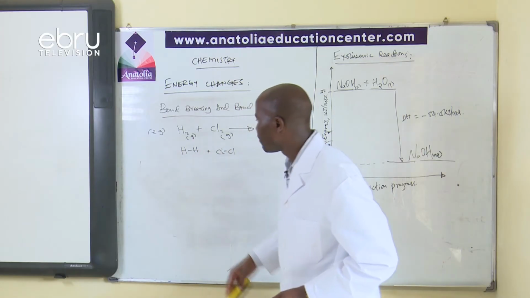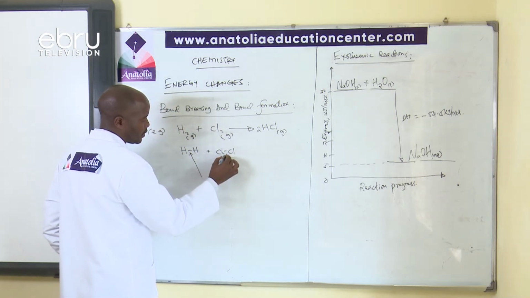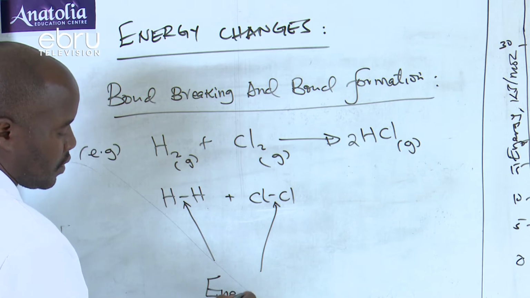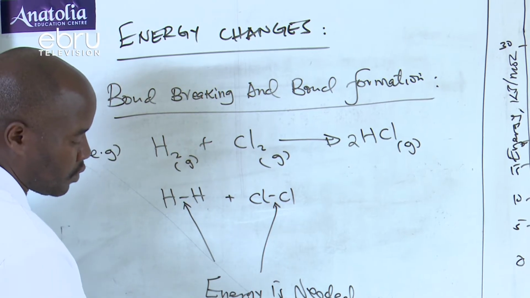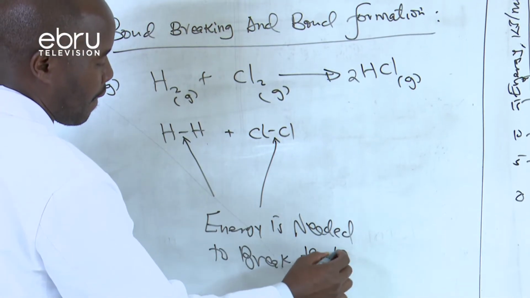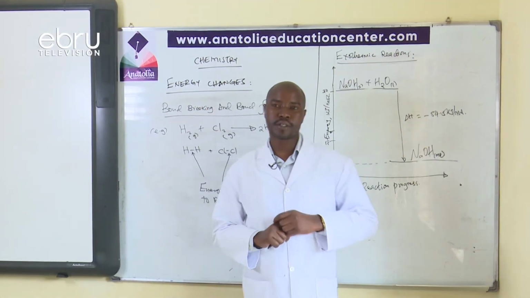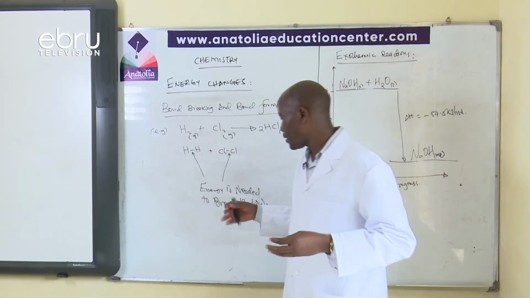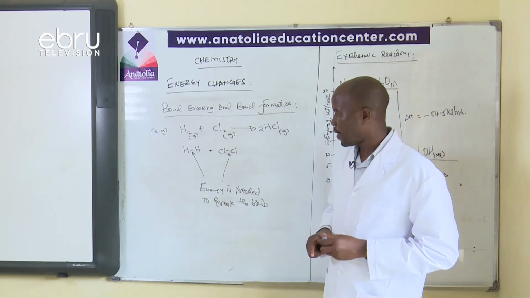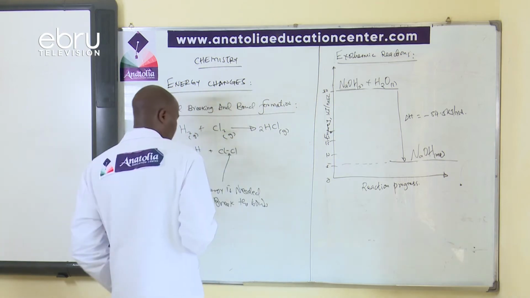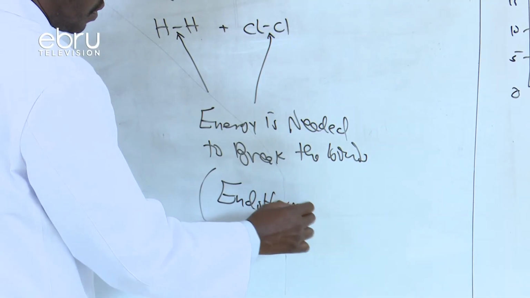For us to break the bonds, we need to supply some energy. So energy is needed to break the bonds. So bond breaking is an endothermic process because energy is needed. We are absorbing some energy to break the bonds. Therefore, we can say that bond breaking is simply an endothermic process.